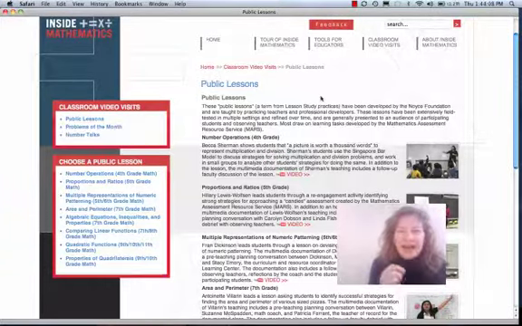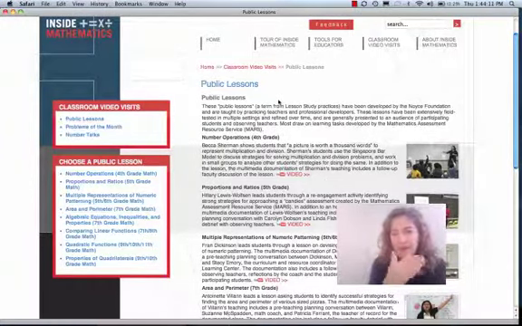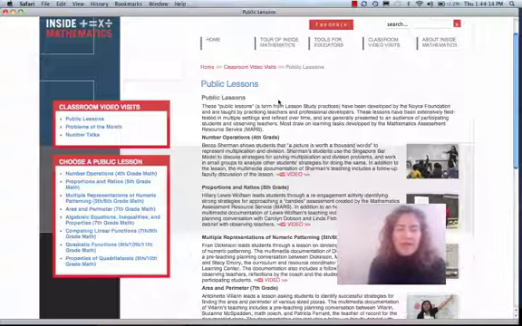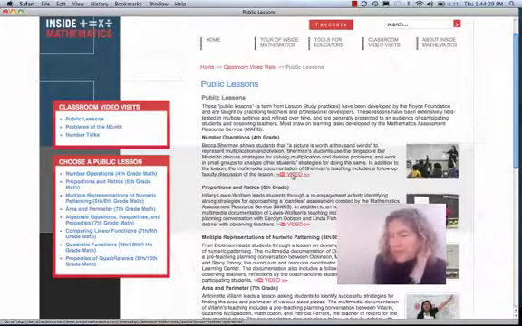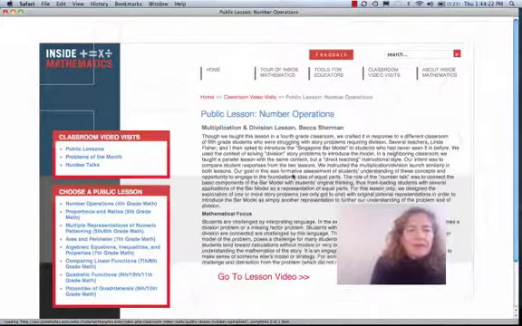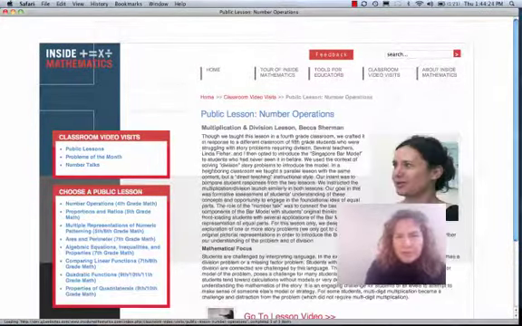So I'll take you through each of these teachers so that you get a sense of how this mathematics understanding also is building as the students get older. We'll begin by looking at number operations in fourth grade. This is a lesson taught by Becca Sherman, who is a teacher and a mathematics coach.